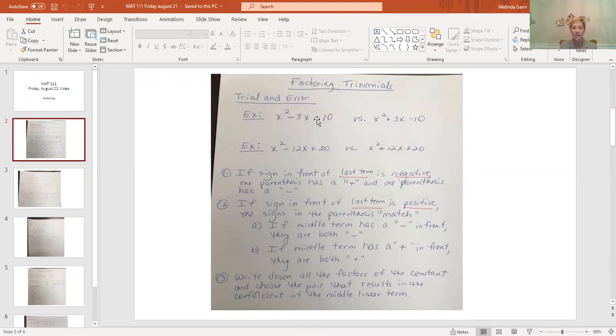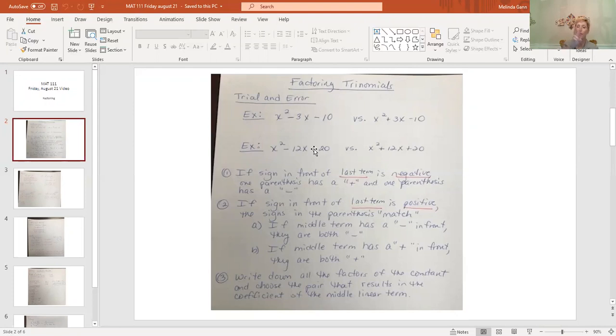So if it's got a minus in front, like this one and this one, then I know that in my parenthesis, I'm going to have one plus and one minus, okay? So if the sign in front of the last term is negative, if there's a minus operator, then in the parenthesis, one has a plus and one has a minus. Now, if the last term is positive, the last term has a plus in front of it, then the middle terms match. It's either a minus in both or a plus in both, okay? So the last term tells you what goes in the parenthesis. If it's a minus, you've got one of each. If it's a plus, they match.